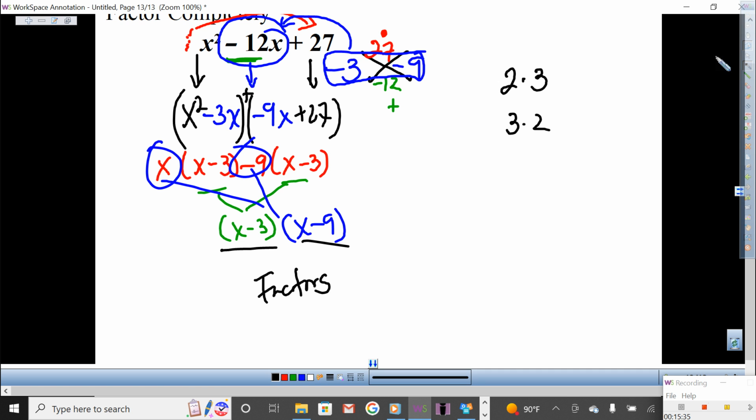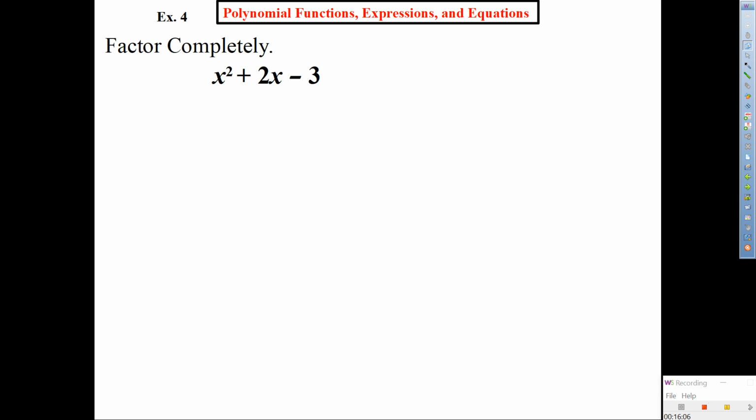Can we crank it up a little bit? Here we go. Copy this one. Example 4. X squared plus 2x minus 3.